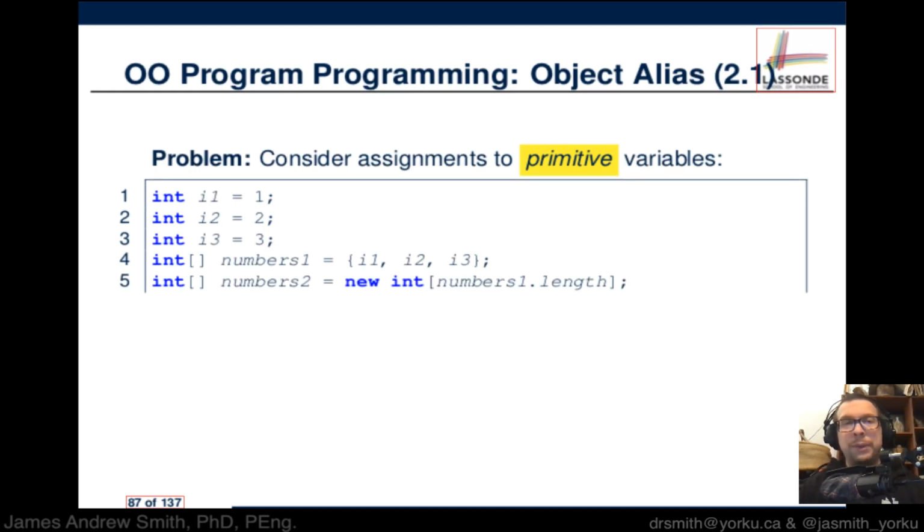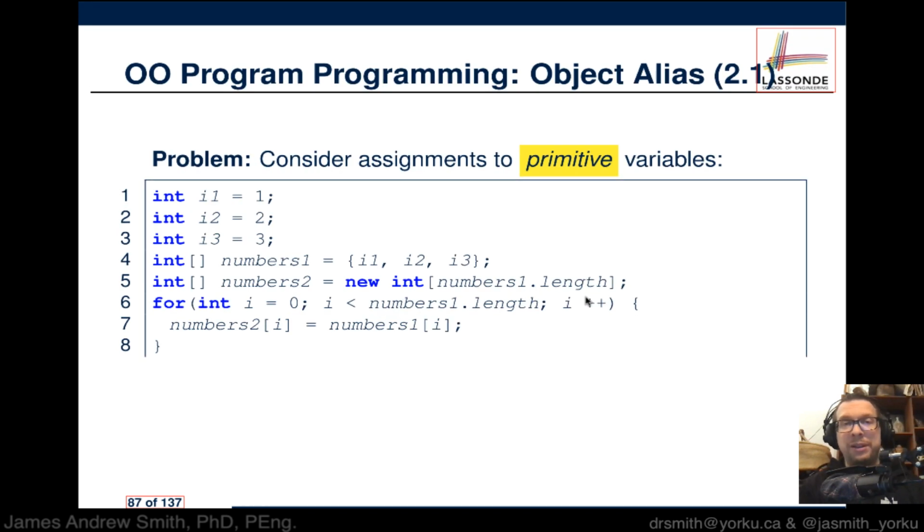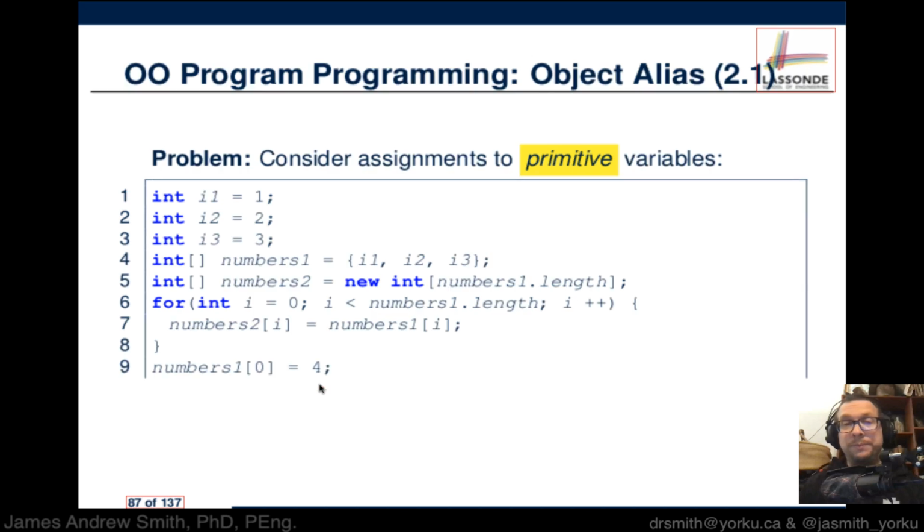Okay. Then I set up a new array called numbers2, and I'm not going to assign any values to it, but I'm going to make it the same length as numbers1. Okay, so it's going to have the same length. So I'll have 3 empty values in it. Then I'm going to fill numbers2 with the values from numbers1. That's what this for loop is going to do.